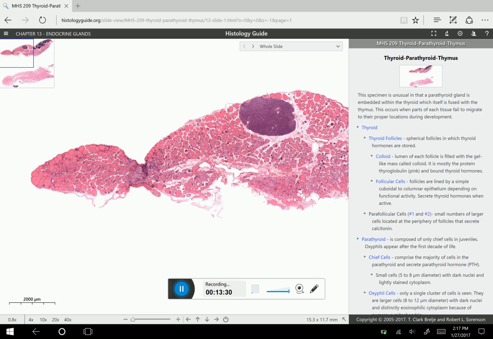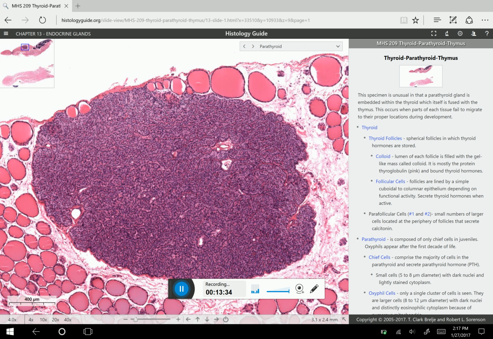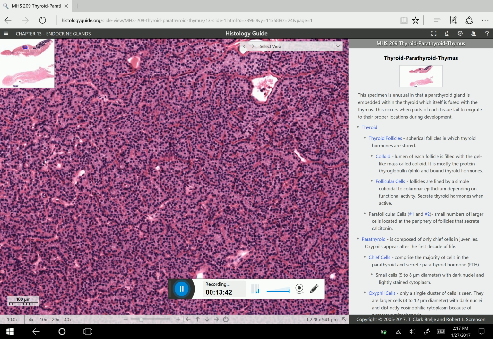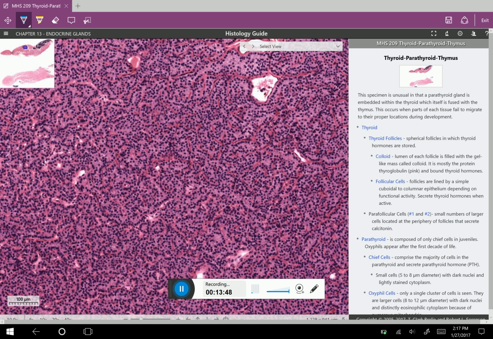This is a close-up image of the parathyroid gland. I'm going to zoom in even more so we can see the cells, and that seems to be the maximum. What you see here is a dense collection of cells. Each one of these black dots is a cell.